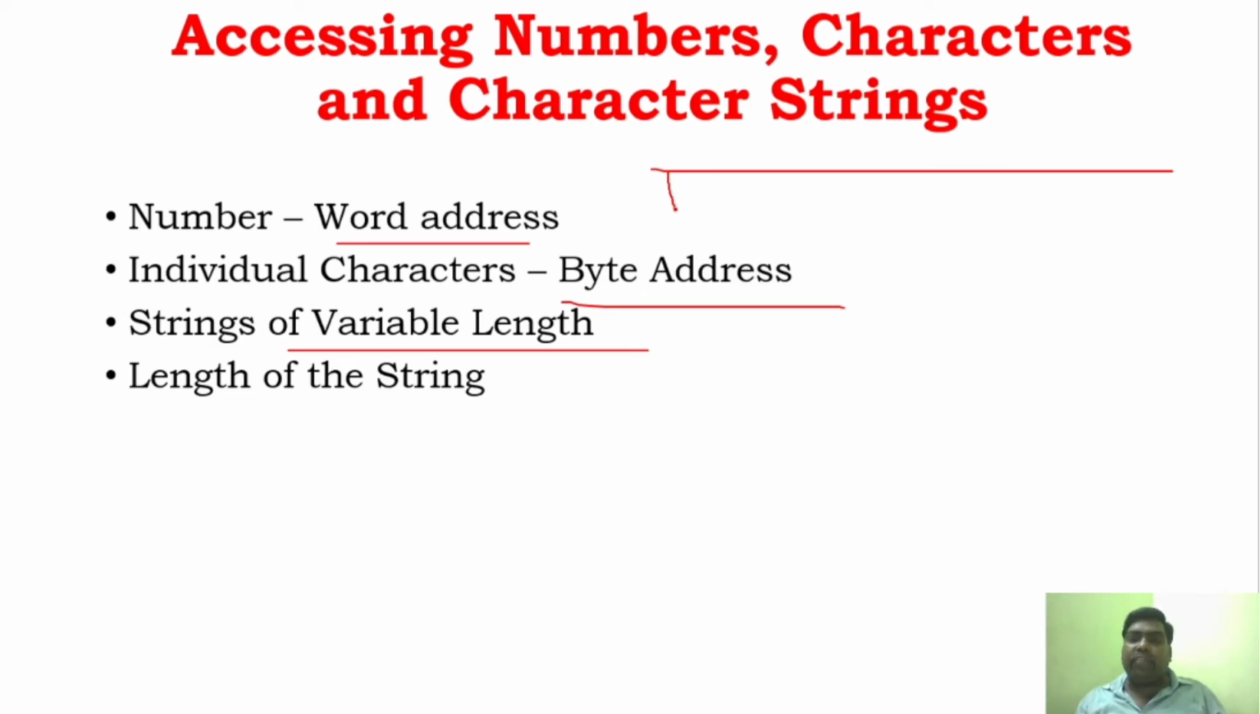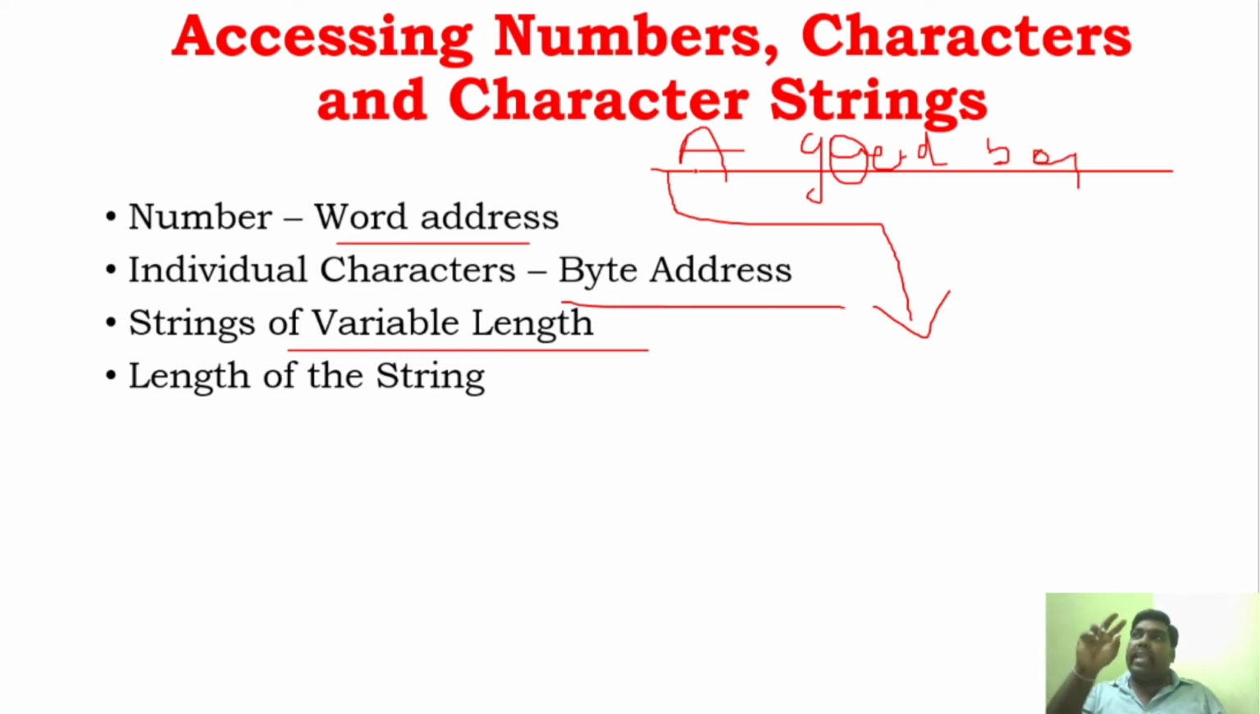The byte address of the first character of that string will be the first byte address, right? For example, if the string is "good ball" or "good boy", the byte address of this particular character is the first address, and the second character will have the subsequent address, like that. If it is a variable length, we can still assign byte addresses for it.